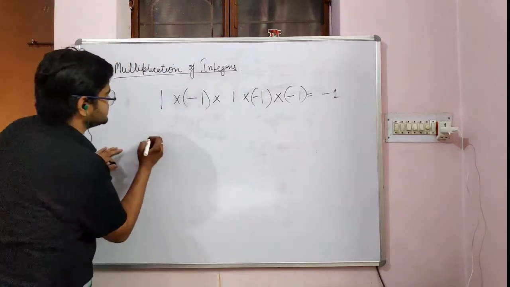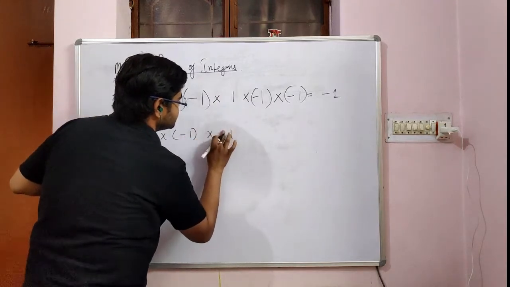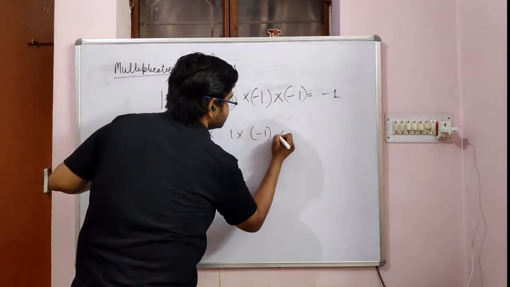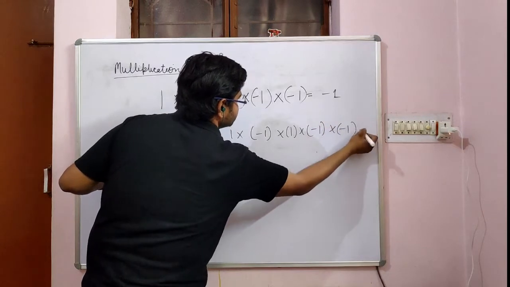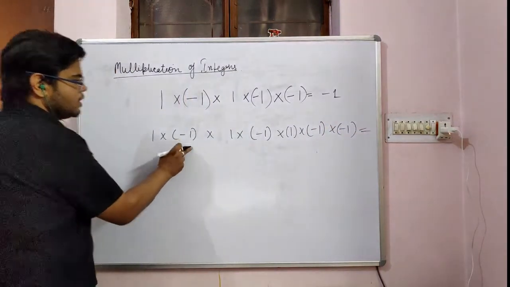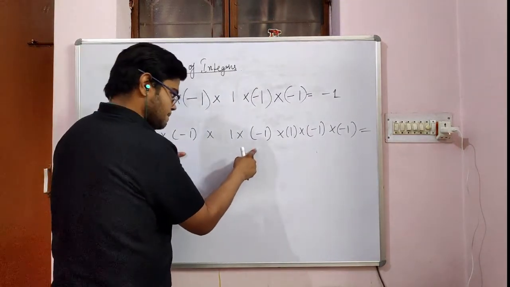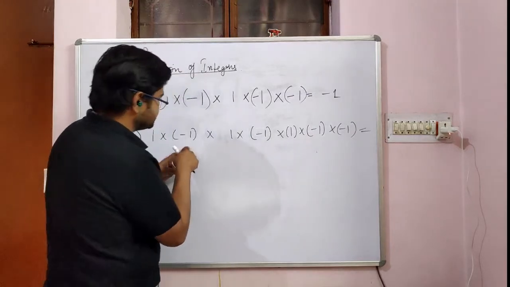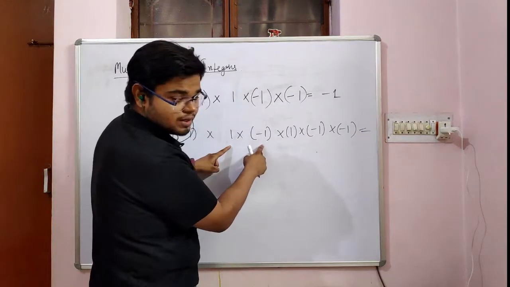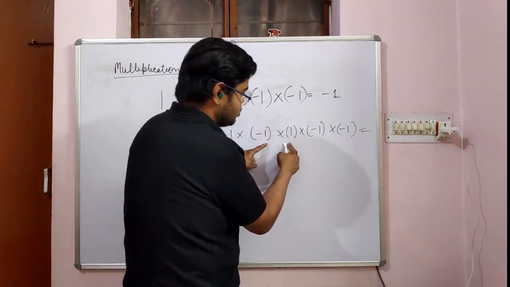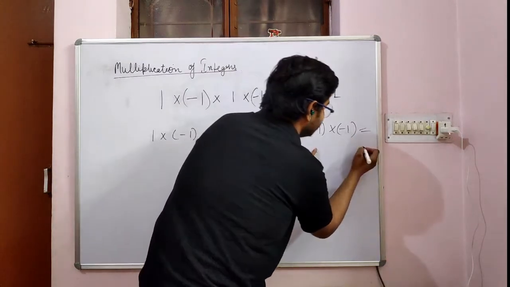If you take one more example, same like this, 1 into minus 1 into 1 into minus 1 into minus 1 into minus 1. So how many times do we have the negative sign here? 1, 2, 3, 4. Let us check the result. 1 into minus 1, minus 1. Minus 1 into 1, minus 1. Minus 1 into minus 1, plus 1. 1 into 1, 1. 1 into minus 1, again minus 1. And minus 1 into minus 1, it will be 1.